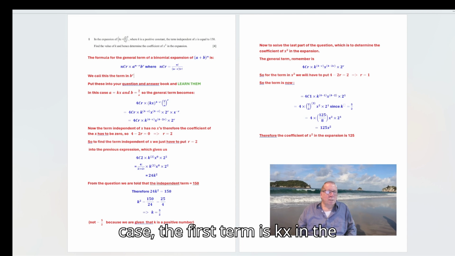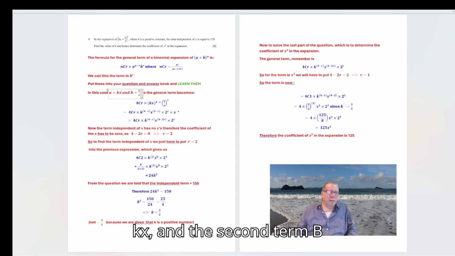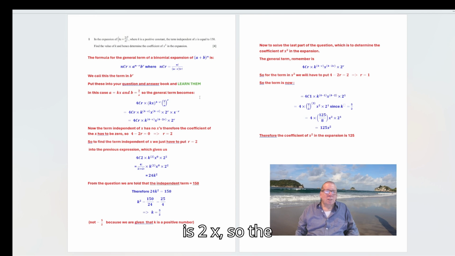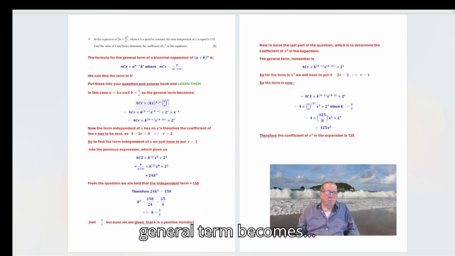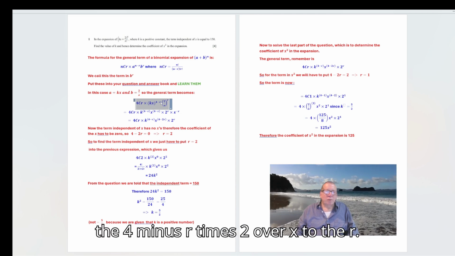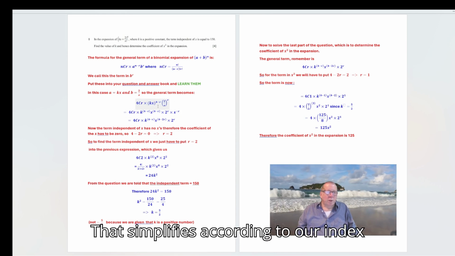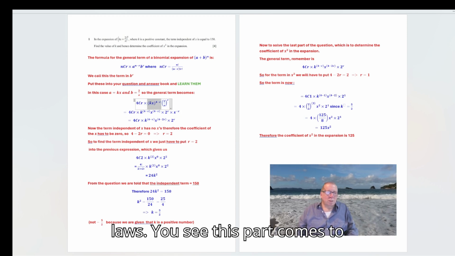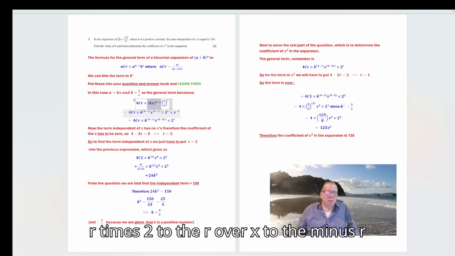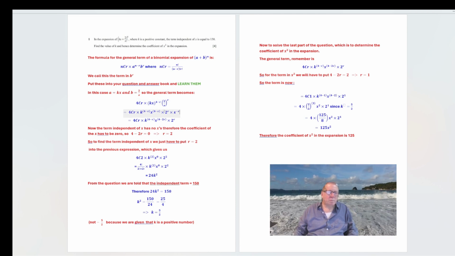In this particular case, the first term is kx in the expansion, so we're going to let a equal kx, and the second term b is 2 over x. So the general term becomes 4Cr times (kx) to the 4 minus r times (2 over x) to the r. That simplifies according to our index laws. You see this part comes to k to the 4 minus r times x to the 4 minus r times 2 to the r over x to the r, because x is in the bottom there.